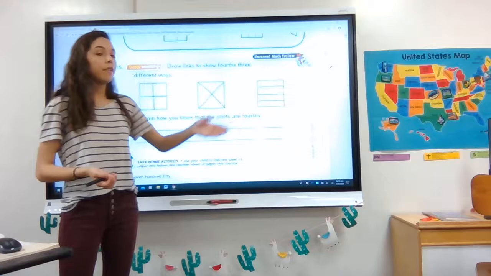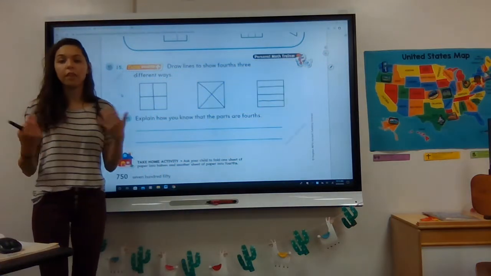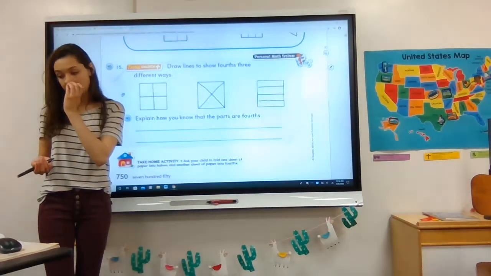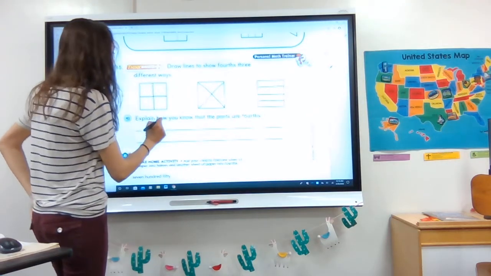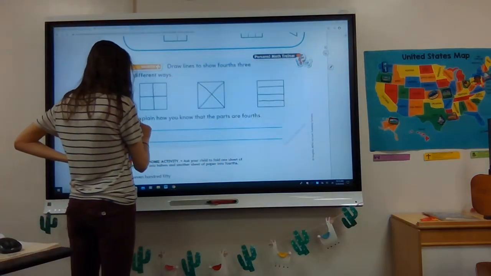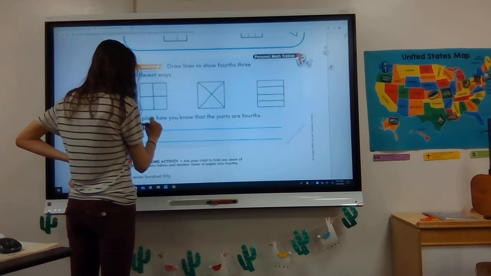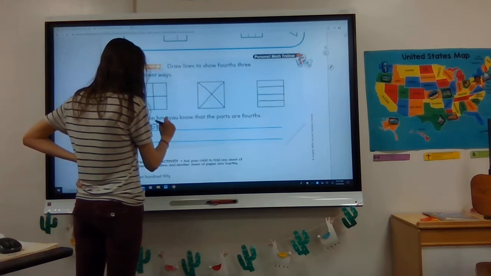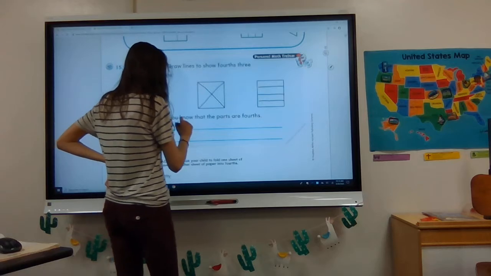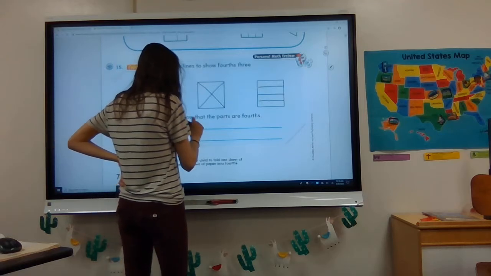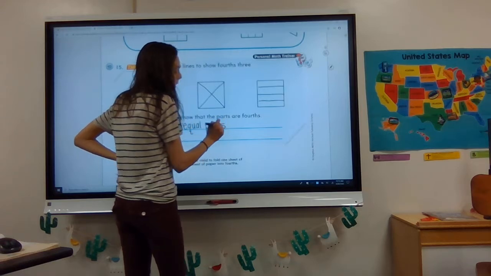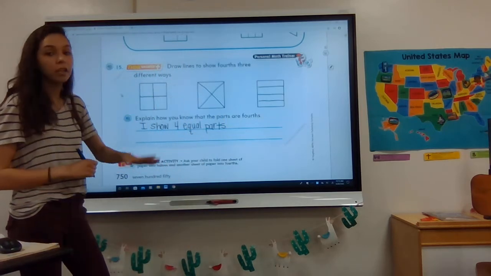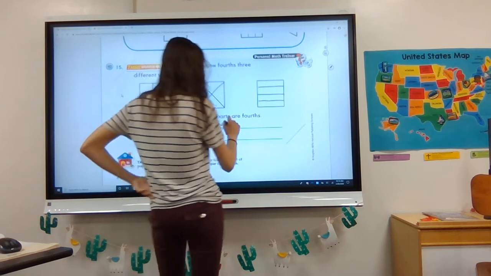Explain how you know that the parts are fourths. They're all split up into 4 equal parts. So you could say, I show 4 equal parts. So I'm showing 4 equal parts in each shape.